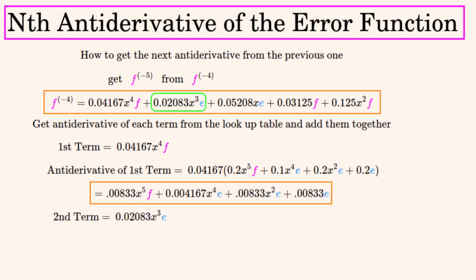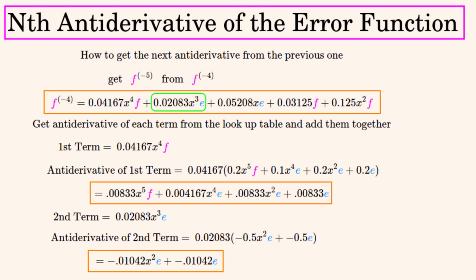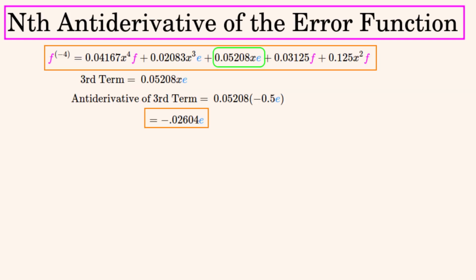Then we'll get the second term in the 4th antiderivative of f. We'll get its antiderivative from the lookup table. It's e this time. We have to look up e's lookup table. And this is what we'll get after simplifying this expression. We'll do the same thing with the third term. We'll use the lookup table to find its antiderivative. Then we'll simplify this expression. It has only one term and looks very simple.